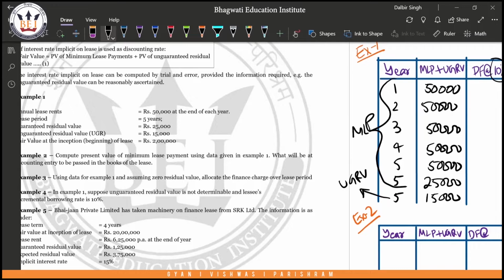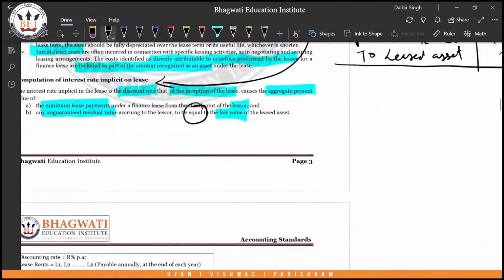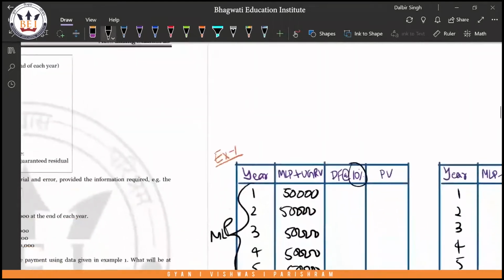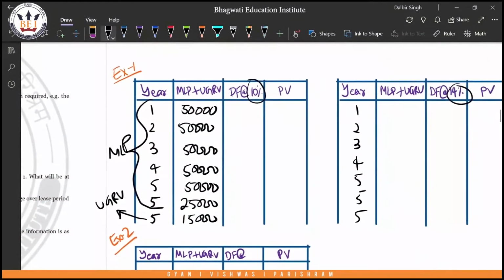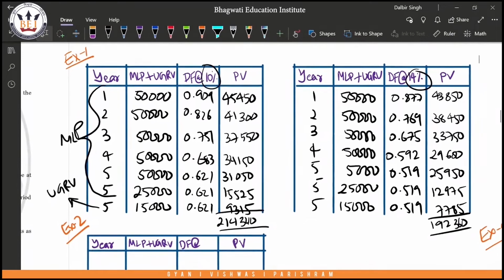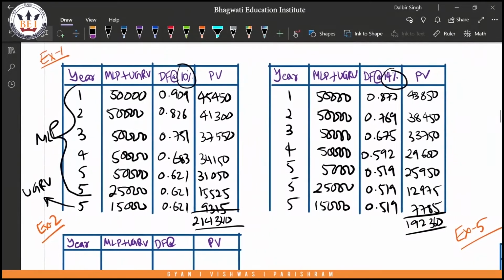Why? Because the interest rate implicit in the lease is that discounting rate where the present value of minimum lease payment and unguaranteed residual value equals the fair value. So the exercise we are doing here is finding the present value for two different rates. These would be your present values for both these discounting rates.